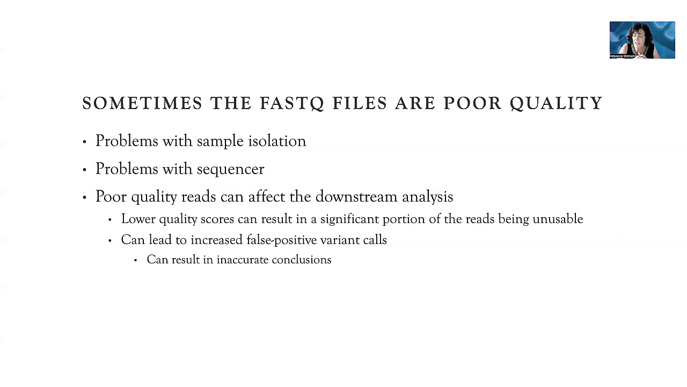Now, sometimes these FastQ files are of poor quality. It could have been your side. There could have been problems in the sample isolation. Maybe you got something in there that cut up the DNA and it's junk. There could have been problems with the sequencer. That sometimes happens. Poor quality reads, and I want to emphasize this, if the reads are bad, it can affect the downstream analysis, and it may lead you to make some conclusions that aren't necessarily true. So let's start out feeling confident that at least the sequencer went okay and you have good reads.